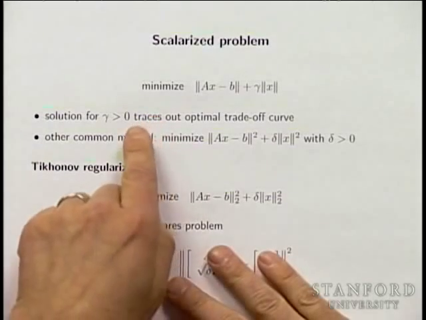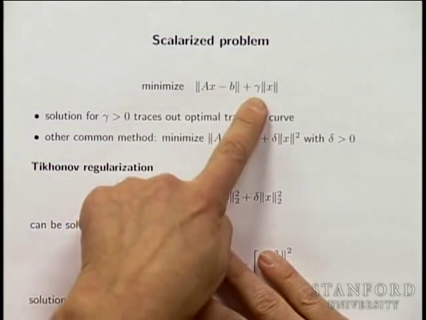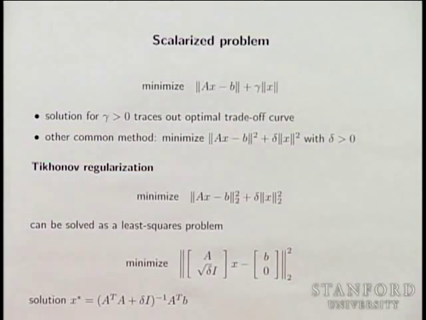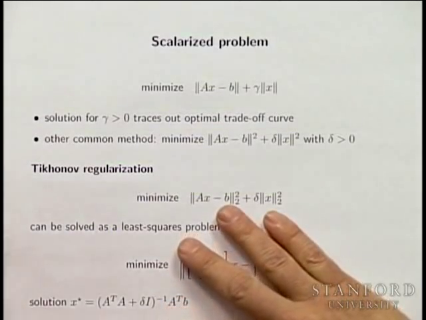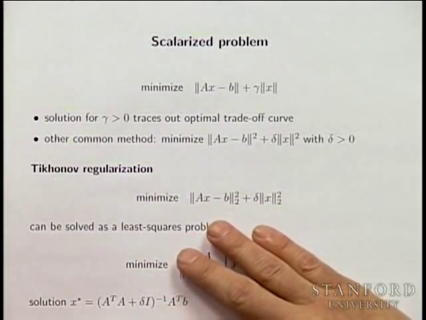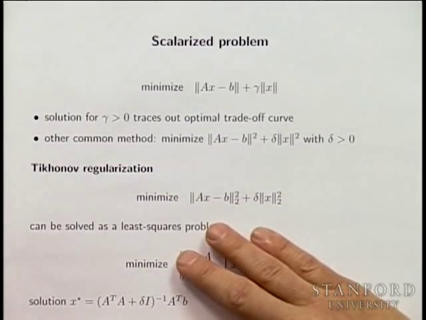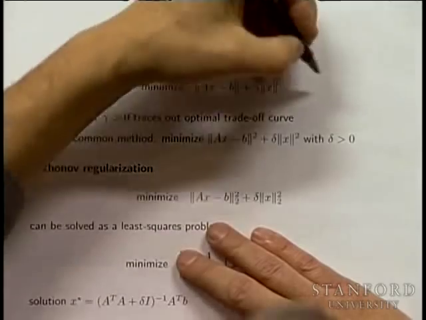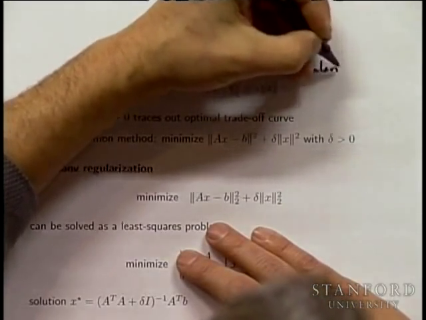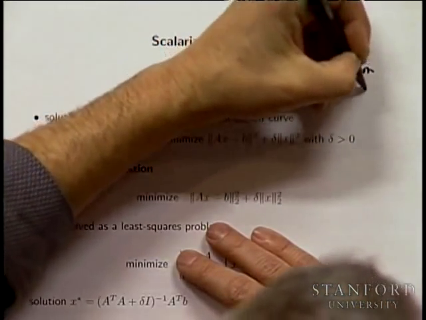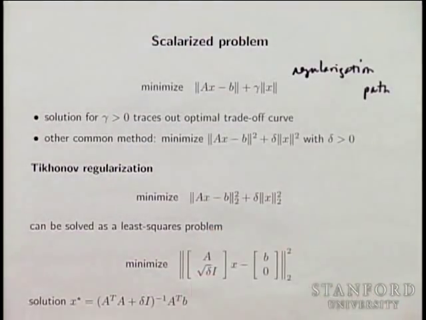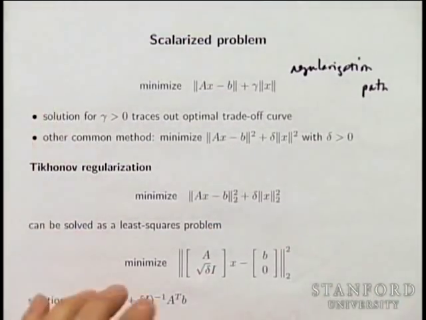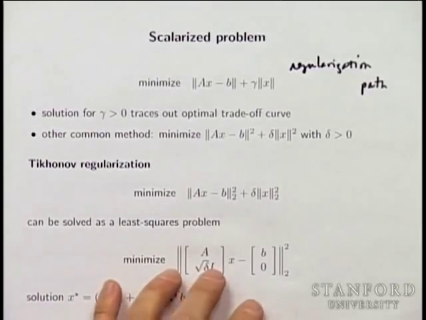Now, here, as you change gamma, of course, you have, in fact, what they call a regularization. It's called the Pareto optimal curve. It's the optimal trade-off curve of norm x versus norm Ax minus b. In this specific case, it's called the regularization path. That's a very common name for it, regularization path, as you vary gamma.